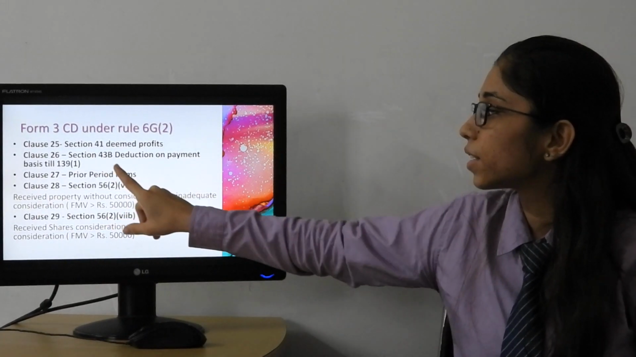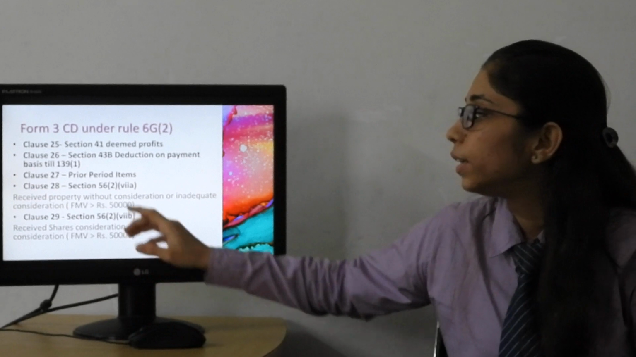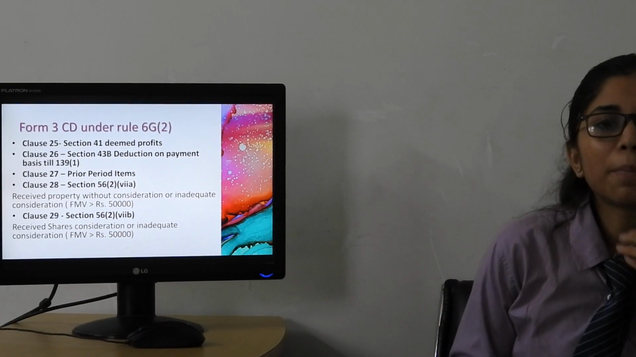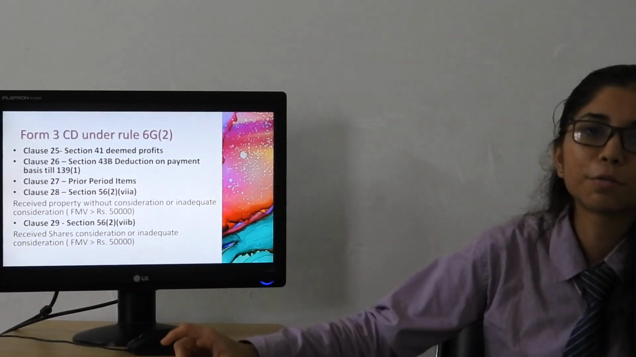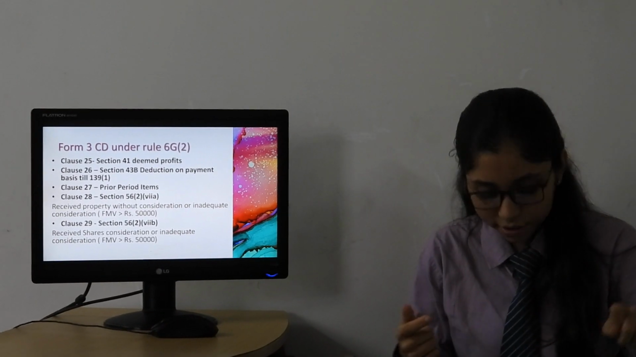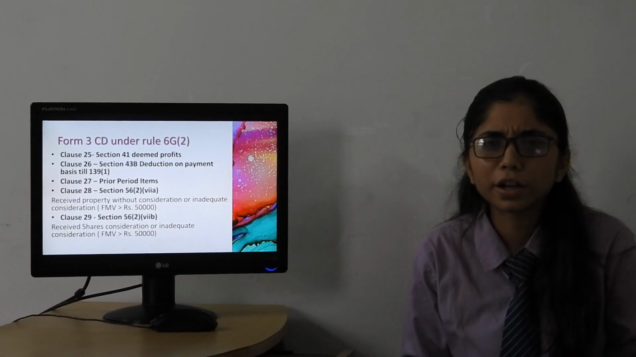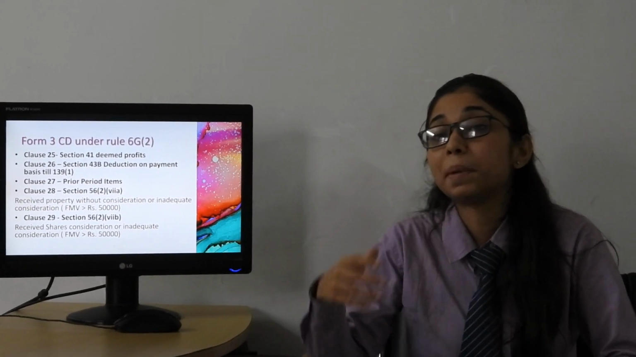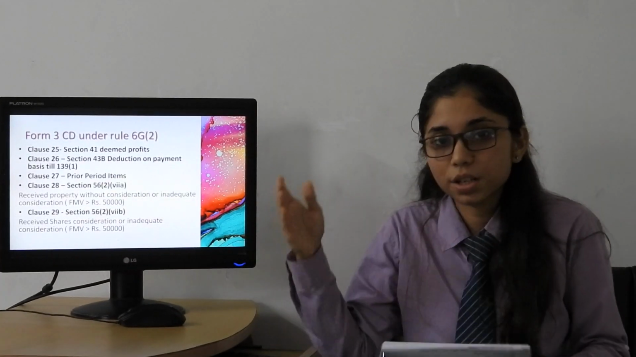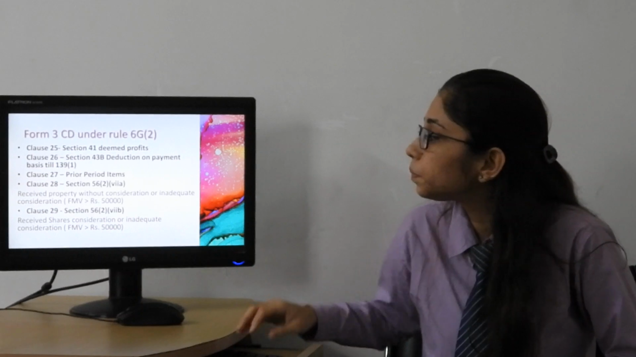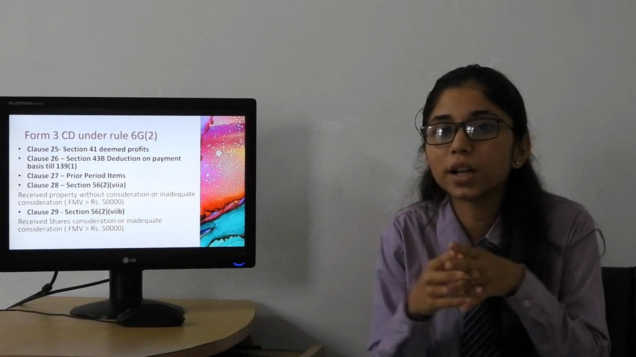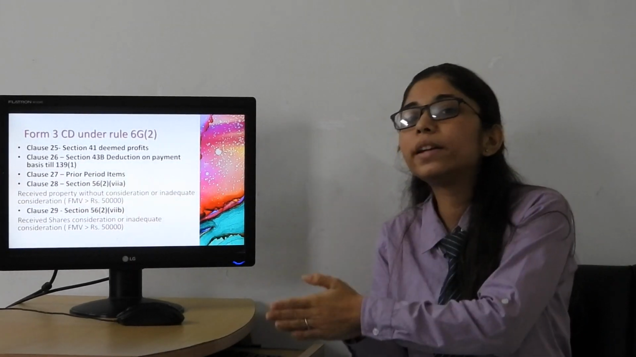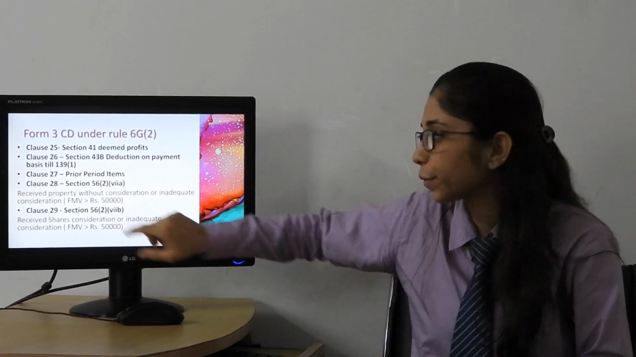Next, clause 26, section 43B, deduction on payment till 139(1). Some of the payments are allowed only if they are paid, and such payments are mentioned under section 43B. They are like taxes, contribution, some interest, then leave encashment or any payment made to Indian Railways. Such payments you can claim as deduction only after you make the payment. Next, clause 27, prior period items. Any prior period items which you are considering in your previous year, you should mention all the details of such prior period items in clause 27.